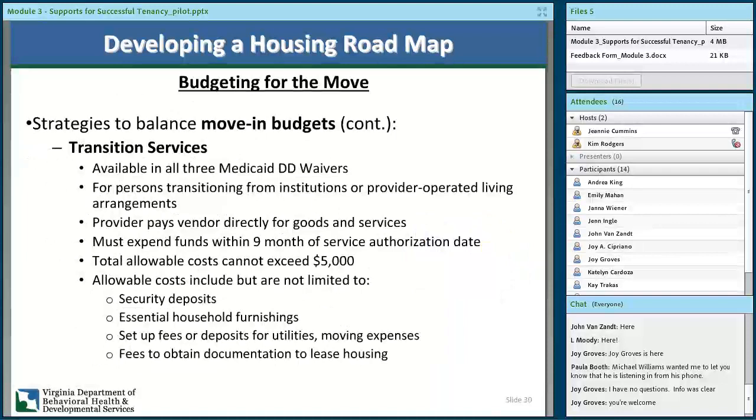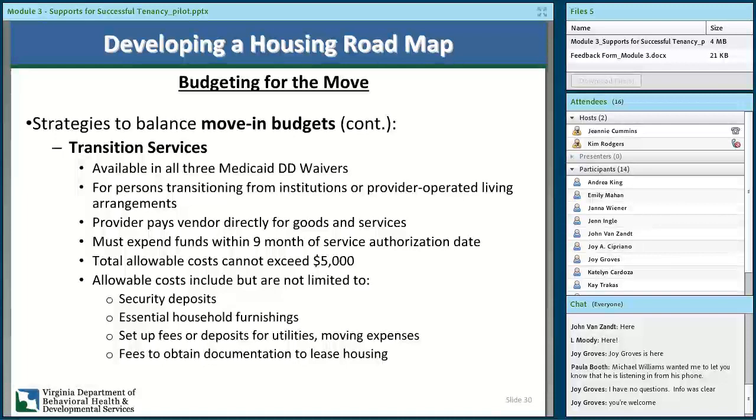Other strategies to balance move-in budgets include asking the individual and the support coordinator to explore transitional services and flexible funding. Individuals can request transition services if they are transitioning from an institution or a licensed provider-operated living arrangement to a living arrangement in the private residence, where the person is directly responsible for his or her own living expenses. This service is available in all 3 Medicaid waivers for people with developmental disabilities.